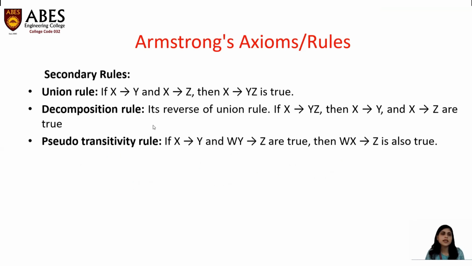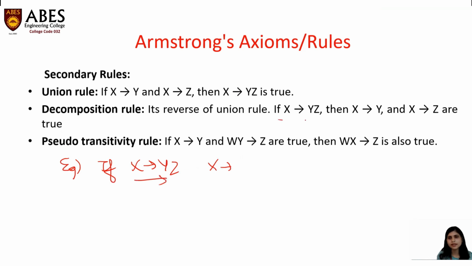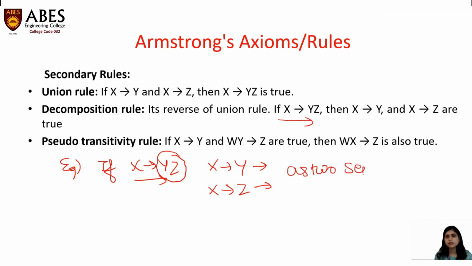The next rule that comes under the category of secondary rules is the decomposition rule. It is the reverse of union. It says that if X implies YZ, then we can also write it as X implies Y, and X implies Z. We can already see that from X we can determine Y and Z, so we can write these as two separate functional dependencies. Again, there will not be any issue.